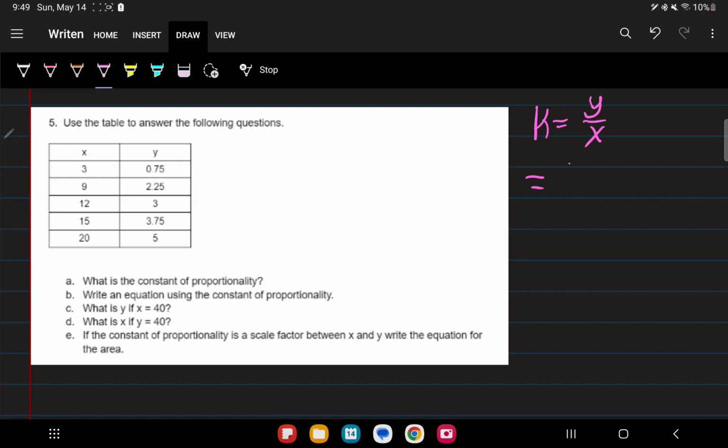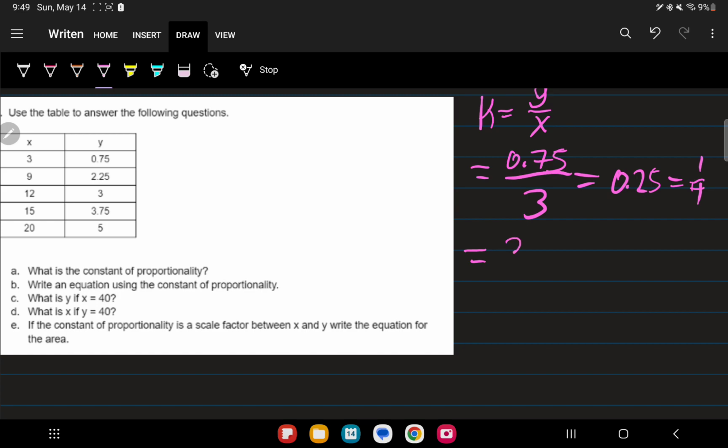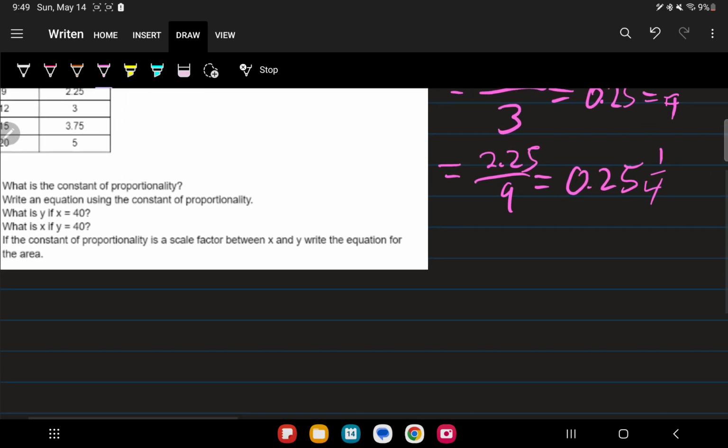Our first one, we have 0.75 divided by 3. I can tell you right away that's going to be 0.25, or about a fourth. And for the next one, 2.25 divided by 9. Same thing, 0.25, or about a fourth. It will be that way for each of these.